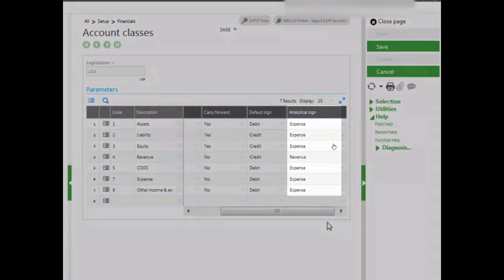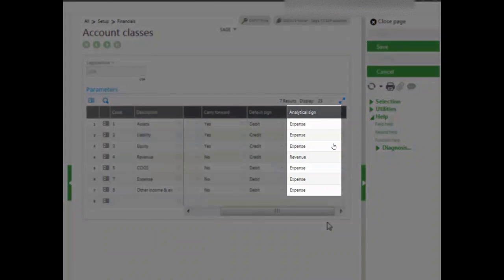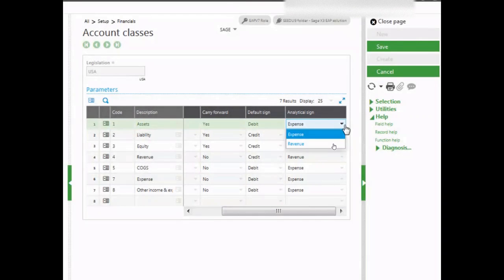The analytical sign determines the typical balance of the account. It can either be expense or revenue. Expenses usually represent debits, and revenues represent credits.